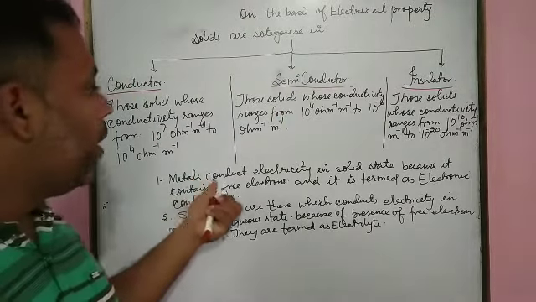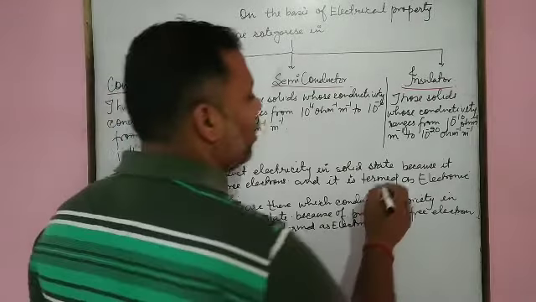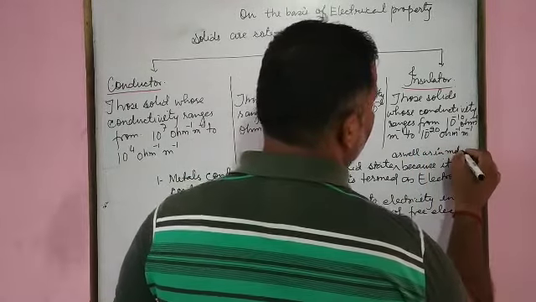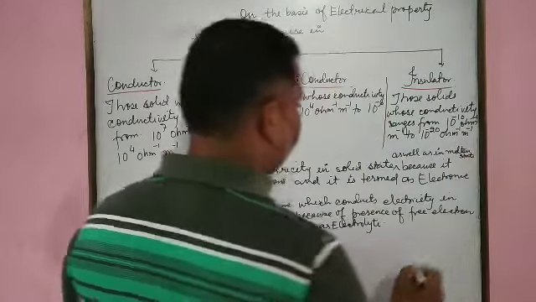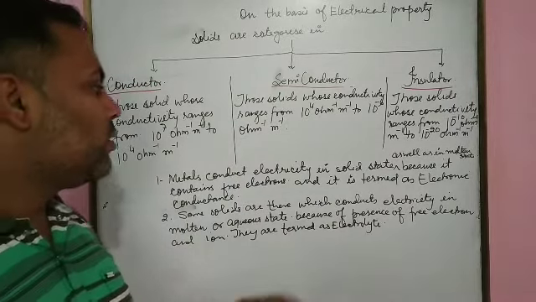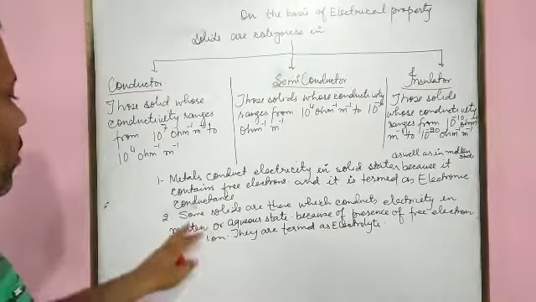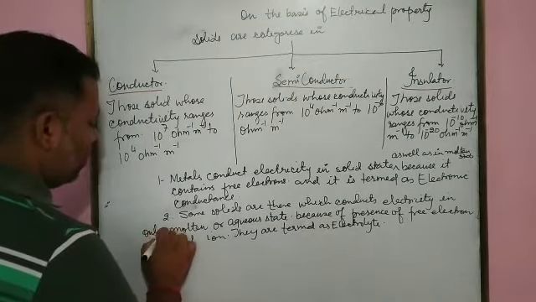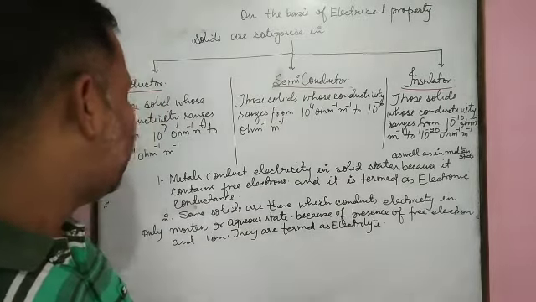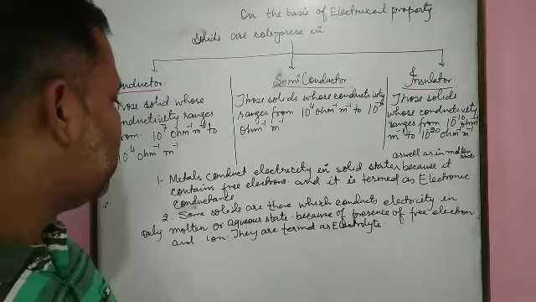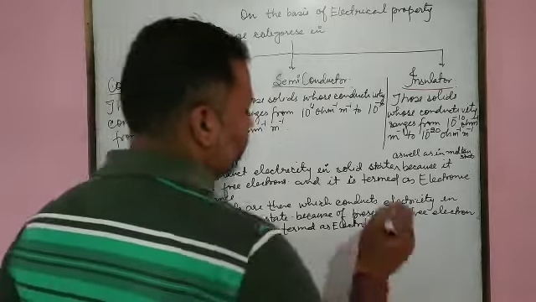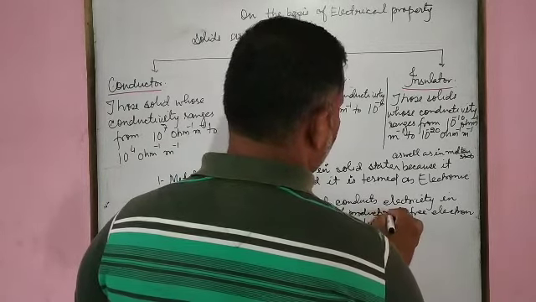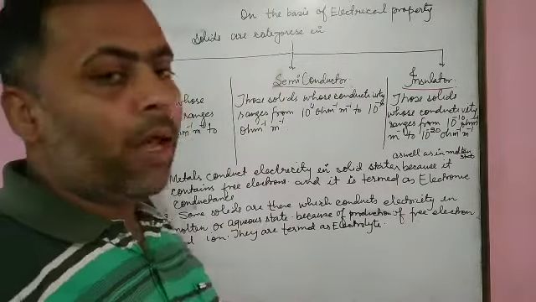It means what we know: metals conduct electricity in solid state as well as in molten state, because they contain free electrons, and it is termed electronic conductance. But some solids conduct electricity only in molten or aqueous state because of the formation or production of free electrons and ions. They are termed electrolytes.